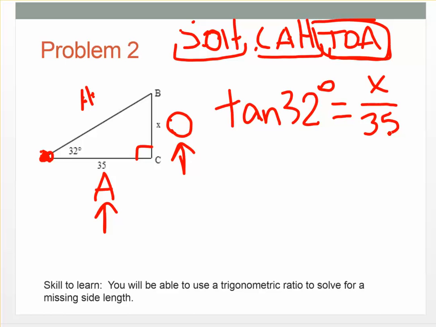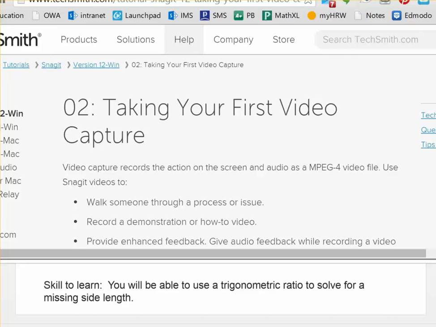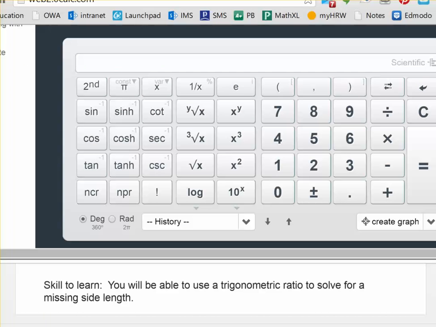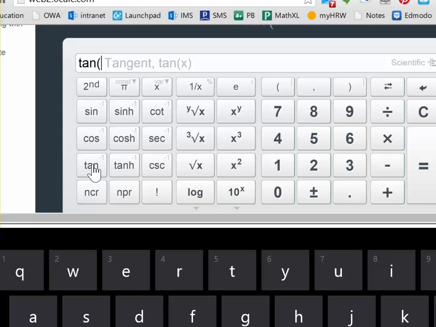Now we've got an equation, and this just becomes all about algebra. The first thing I do whenever I have a sine, cosine, or tangent of an angle, and I have the number for the angle measurement, is go ahead and solve for the value of that. So we're going to do tangent of 32, and we're just going to hit our equals button. And it equals 0.62486, and I'll round that up to 0.6249.